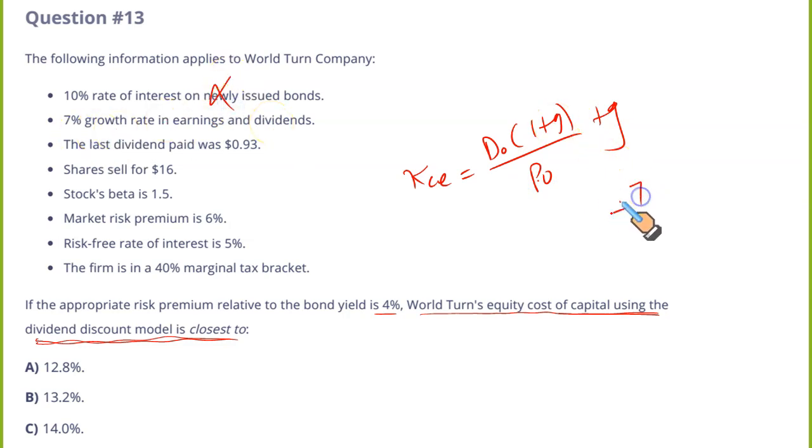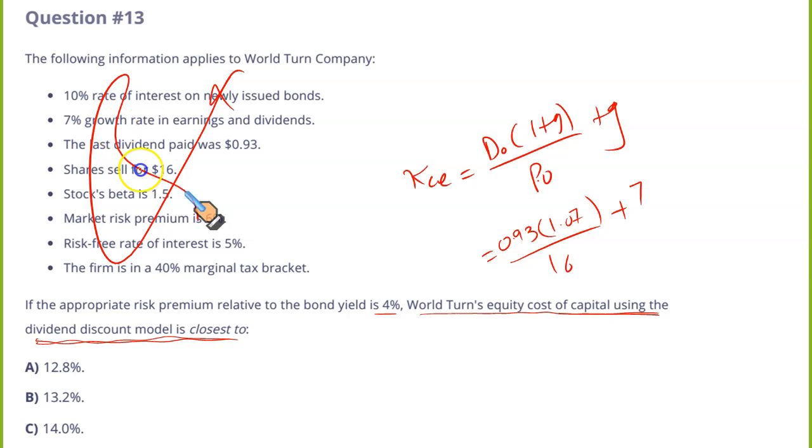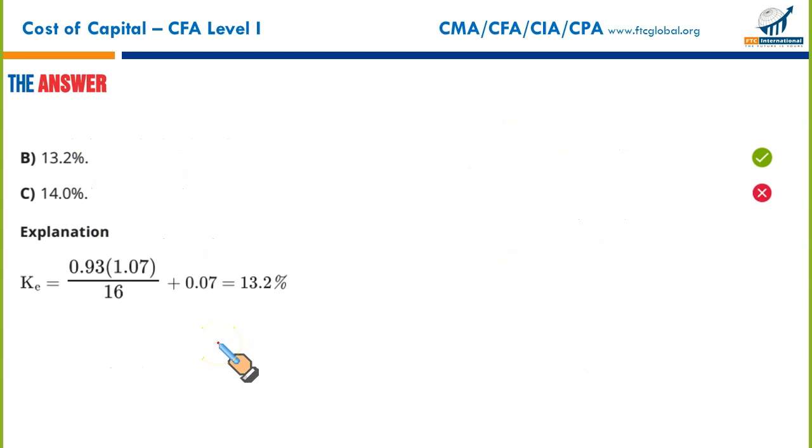7% growth rate, yes, that's what I need. The last dividend was paid 0.93, that was D0. 0.93 to be increased by the growth rate. Current market price 16. Khalas, I need nothing else. Plug these numbers and get your result. 0.93 times 1.07 divided by 16 expressed in percentage, add 7 to it, gives you 13.2. There we go. B it is. Save time. Look at the data and extract what exactly is needed.